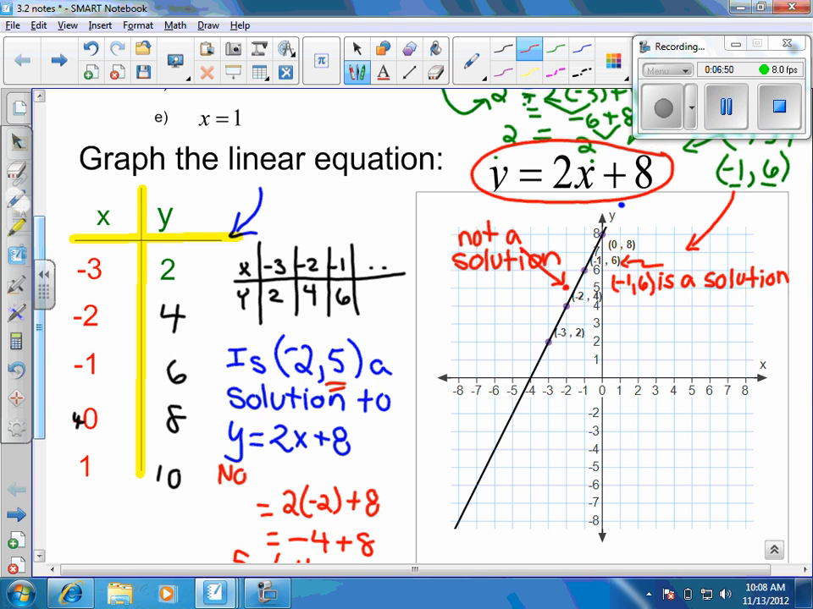Like we showed up here, because it lands on the line.